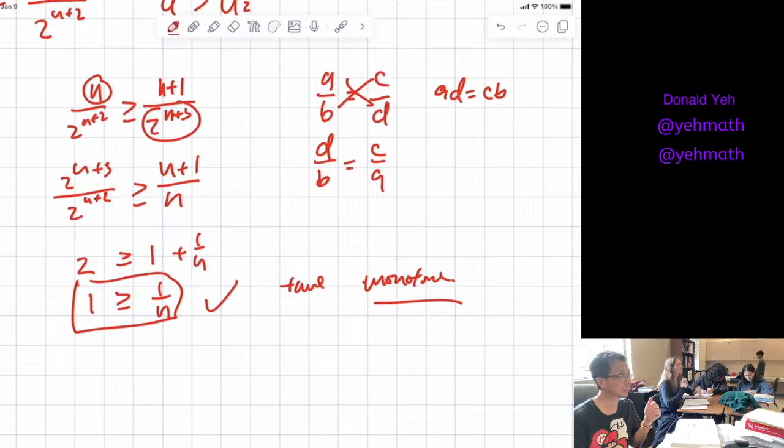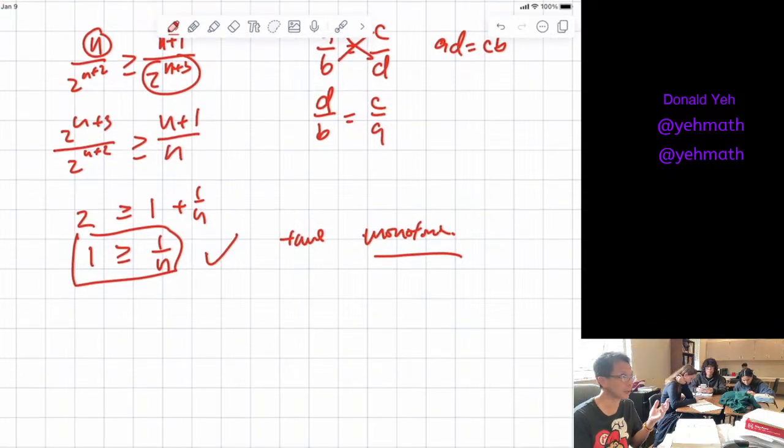Number 53? No, that's 53. Anthony said they're wrong, but I'm going to double check again what the right way is. I'm going to get back to you on 53. But this one is just monotonic.